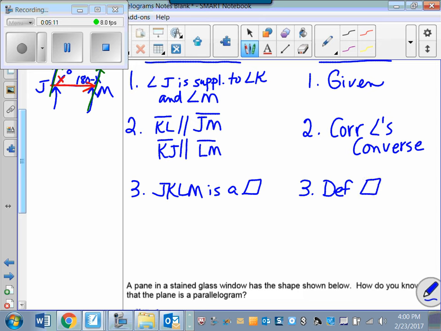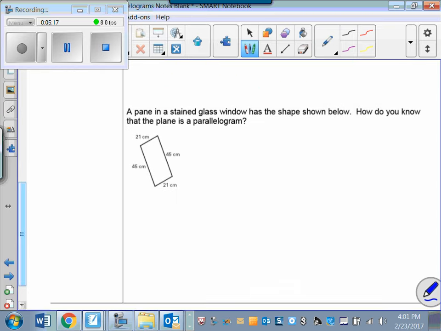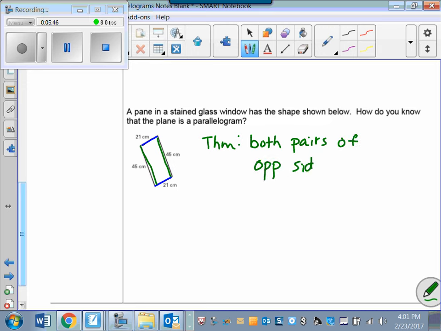Alrighty. So we could prove the other theorems in a similar manner, but we're just going to stick with that one there. Okay, here's an example. A pane in a stained glass window has the shape shown below. How do you know the pane is a parallelogram? Well, I can see the opposite sides are congruent, right? Both pairs of opposite sides are congruent. That's one of the theorems I just learned today. So how do I know? I'm going to say the theorem that says both pairs of opposite sides are congruent. That's how I know it's a parallelogram, because there's a theorem that tells me so.